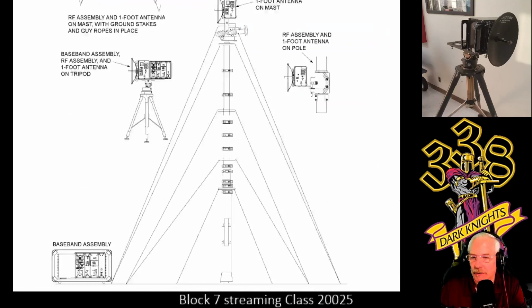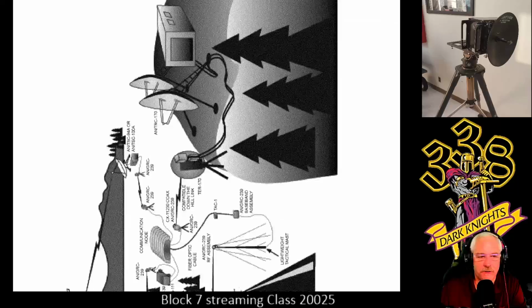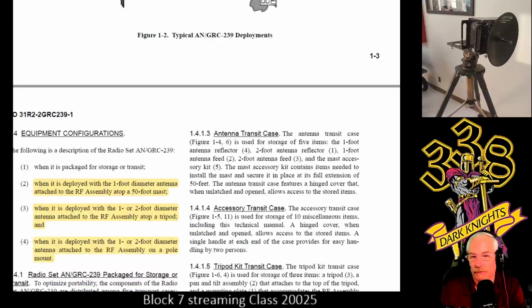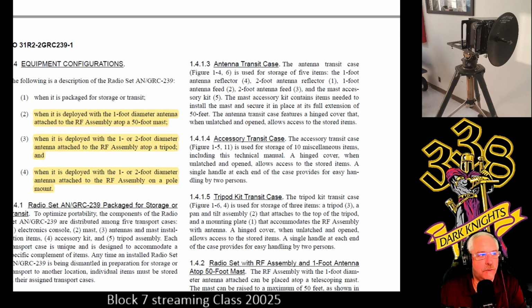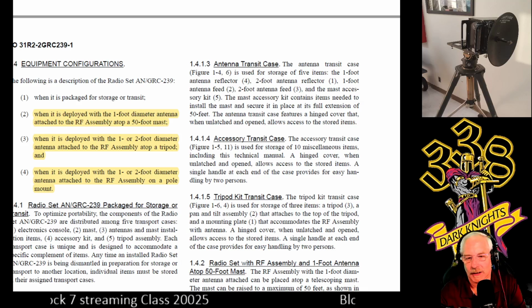So they're telling you, hey, you can use the 1 foot dish for all your alignments, and then you can put the 2 foot dish on it if you want. When we go to 1.4 equipment configurations, it says this is what's packaged for storage or transit. The cases that these are in are called transit cases. I just call them cases.